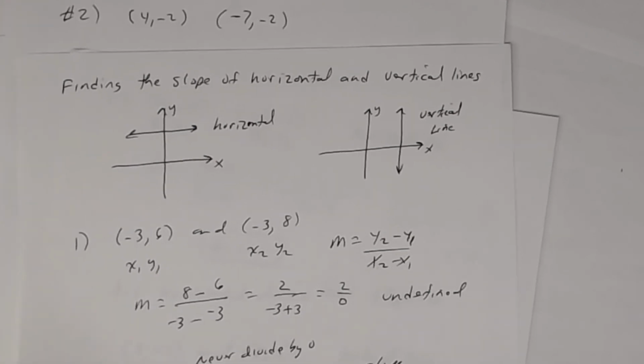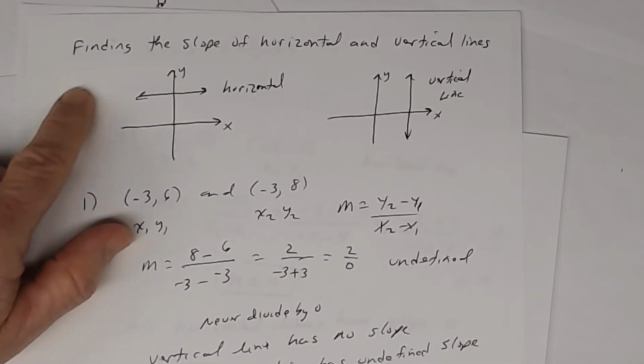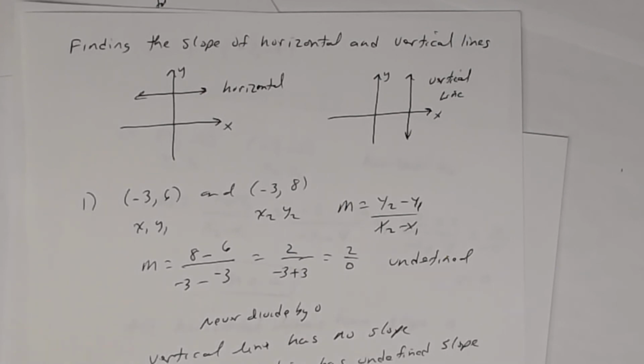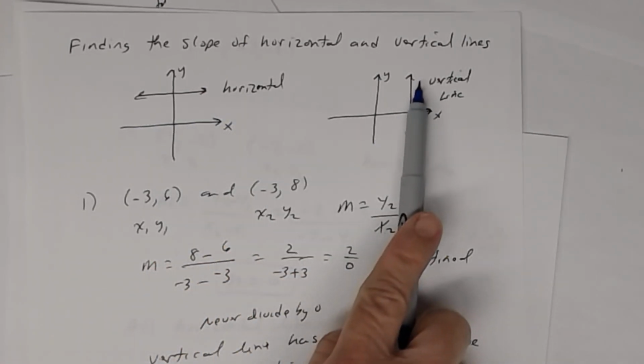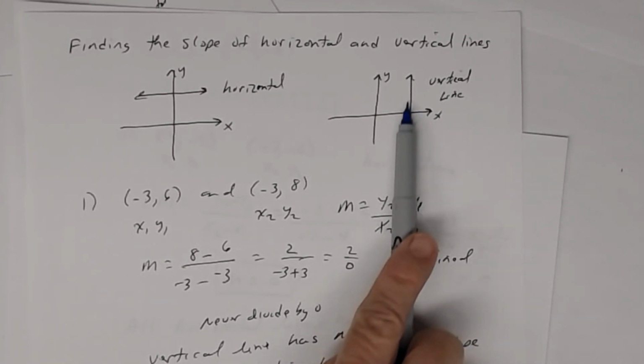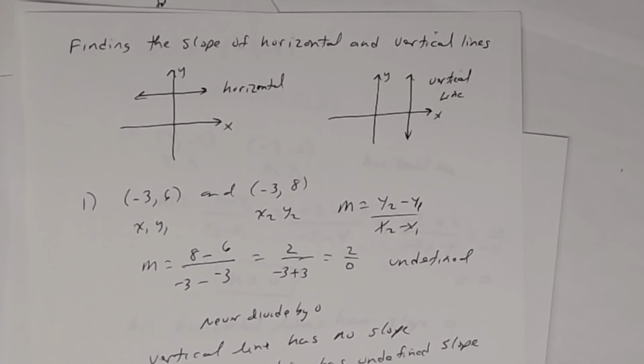Okay? All right, so I think that should give you enough information in terms of how to find the slope of a horizontal and vertical line. So remember, horizontal lines have slope 0. Vertical lines have no slope, or we can say the slope is undefined. All right, so that's the end of this lesson.